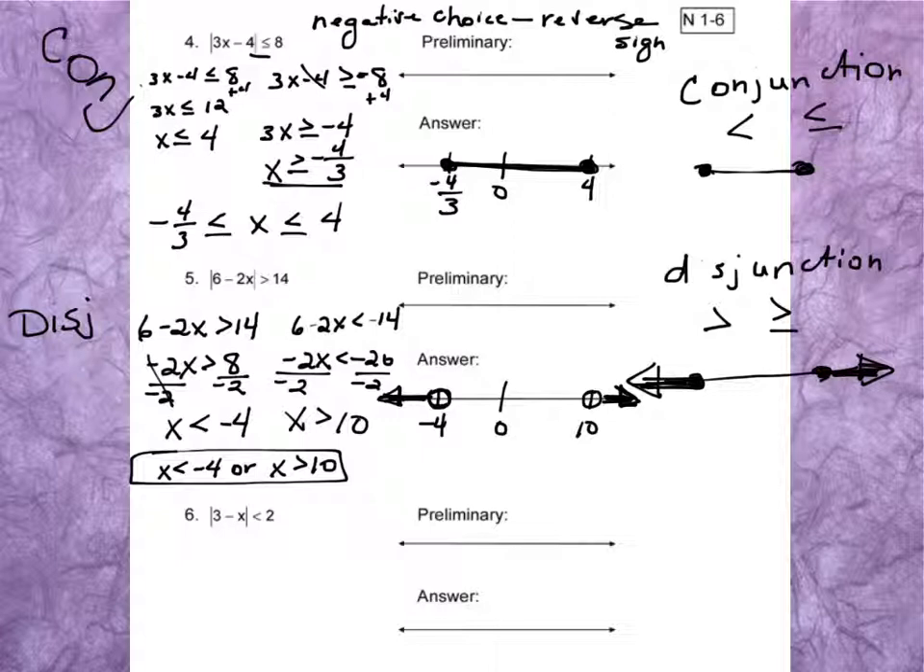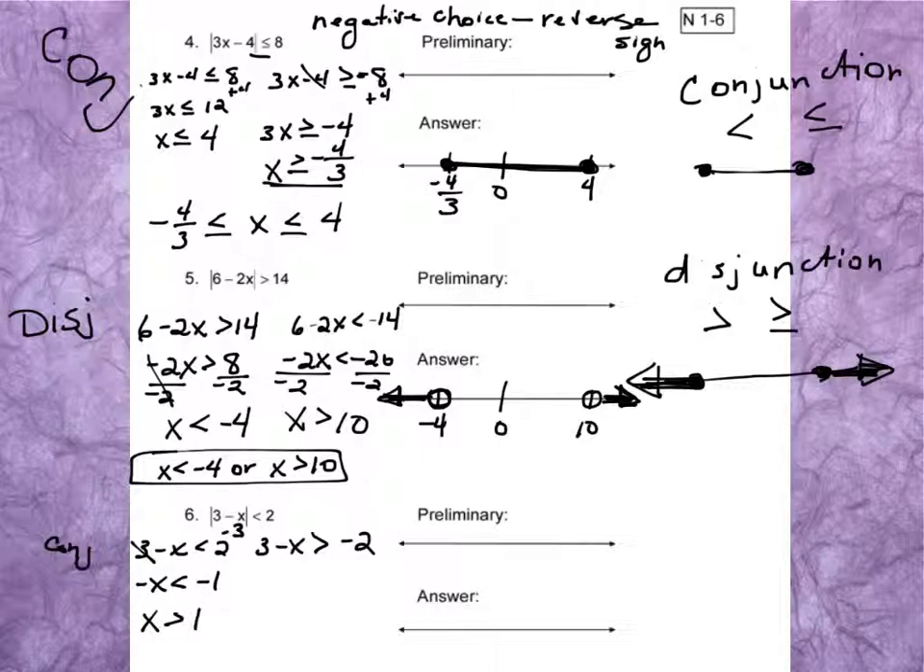Our last example is another conjunction because the symbol is less than. So this is another conjunction. So it'll be 2 points with a line between them. We have 3 minus x is less than 2. And 3 minus x, again, remember for the negative choice, you flip the sign so it's greater than negative 2. Subtracting 3, you have negative x is less than negative 1 because you subtract 3 across here. Multiplying by negative 1, x is greater than 1.